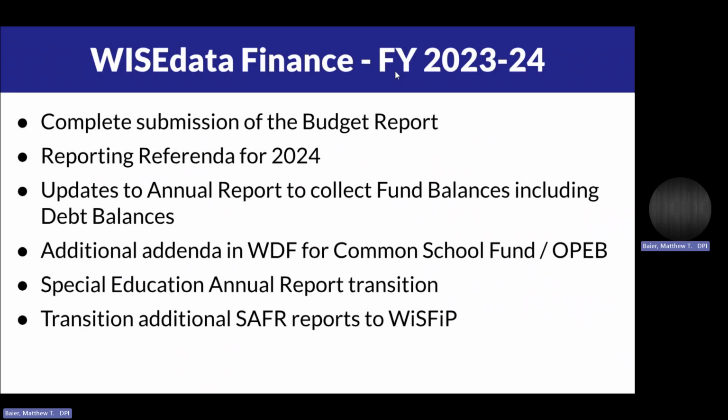And then as we pivot to reporting for the 23-24 fiscal year, we already have a majority of the districts who submitted their budget report for their 23-24 data. Budget data is a separate set from actual data. All the districts are reporting the referenda. We had a smaller set of districts that had referenda in February, so we used that module to collect that referenda information and update the results. We have another larger set of referenda coming up in April.